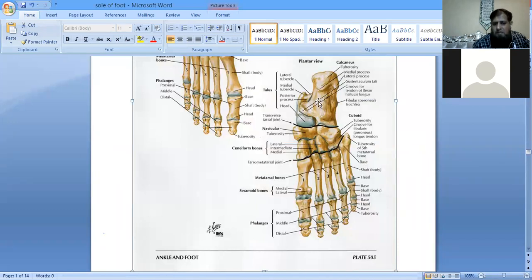So here medially you can see this projection. This is called the sustentaculum tali, and below the sustentaculum tali there is a groove for the passage of the tendon of the flexor hallucis longus. So these are certain structures you must be knowing over here. And you can see the cuboid bone here, and along with the cuboid bone you can see this groove. This is a groove for the tendon of the peroneus longus.